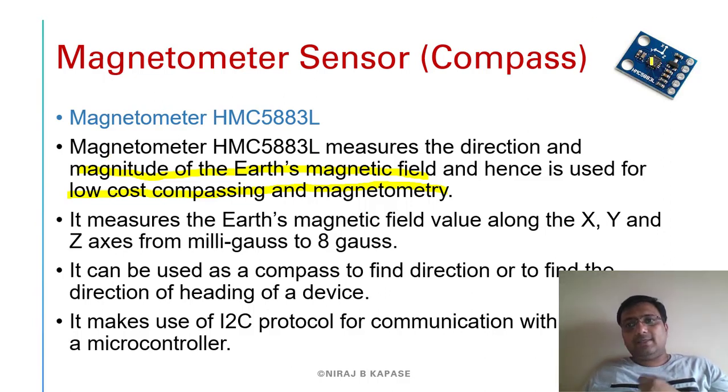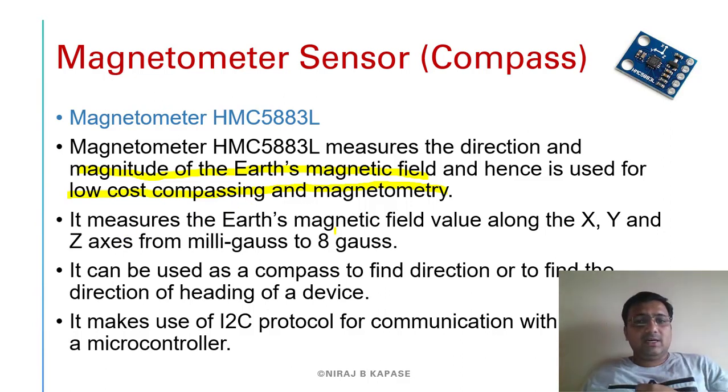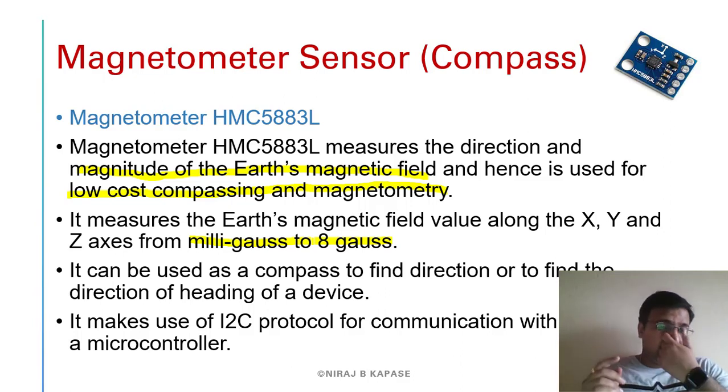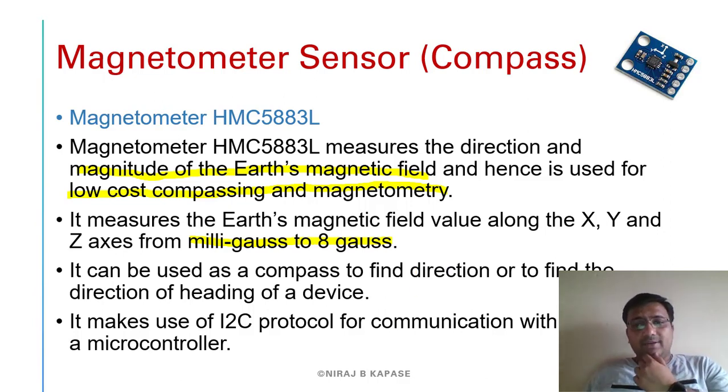They use this very small module. This is a very small IC, that is HMC5883L. This is a low cost compass, and it measures the Earth's magnetic field value along the X, Y, and Z axis in milligauss to 8 Gauss. The unit of magnetic field is Gauss. So it measures the value of Earth magnetic field in milligauss as well as in Gauss. It can be used as a compass to find the direction of heading of the device. So both things it will do: finding the direction, and it will locate the north direction, and it will locate the rest of the directions as well.